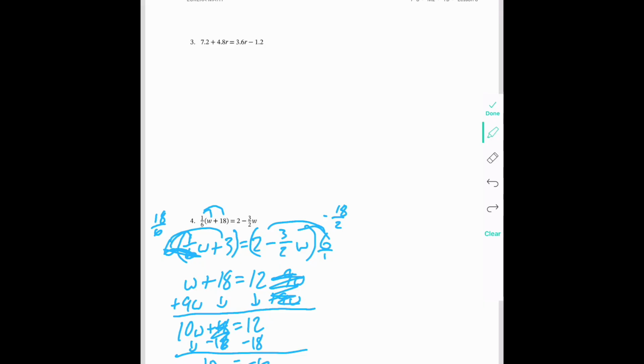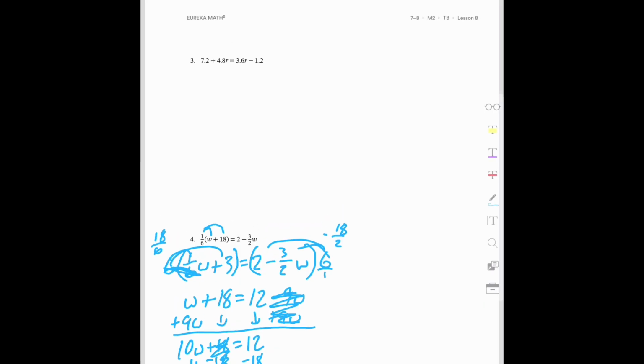Then you divide by 10 on both sides. So that means W is equal to negative 6/10. But of course, I want you to reduce this fraction. And when you reduce this fraction, you should get negative 3/5, because you divided the top and the bottom by 2. Okay. You can plug this back in to check your work. If you plug it back in to check your work, you should see that negative 3/5 works for both problems. Okay.